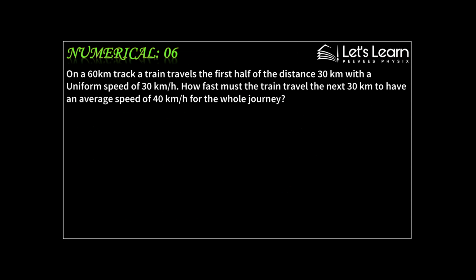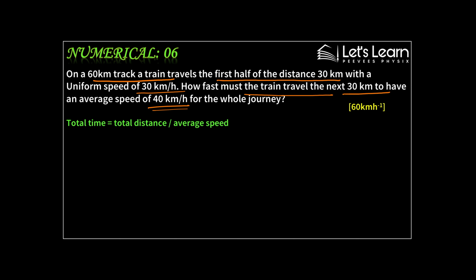Another numerical. 60 km long track. Train travels first part of the journey, which is 30 km, with a speed of 30 km per hour. How fast the train has to travel for the remaining 30 km of the journey to have a total average speed of 40 km per hour. For that, let's see the total time. We know the total time will be total distance divided by average speed.